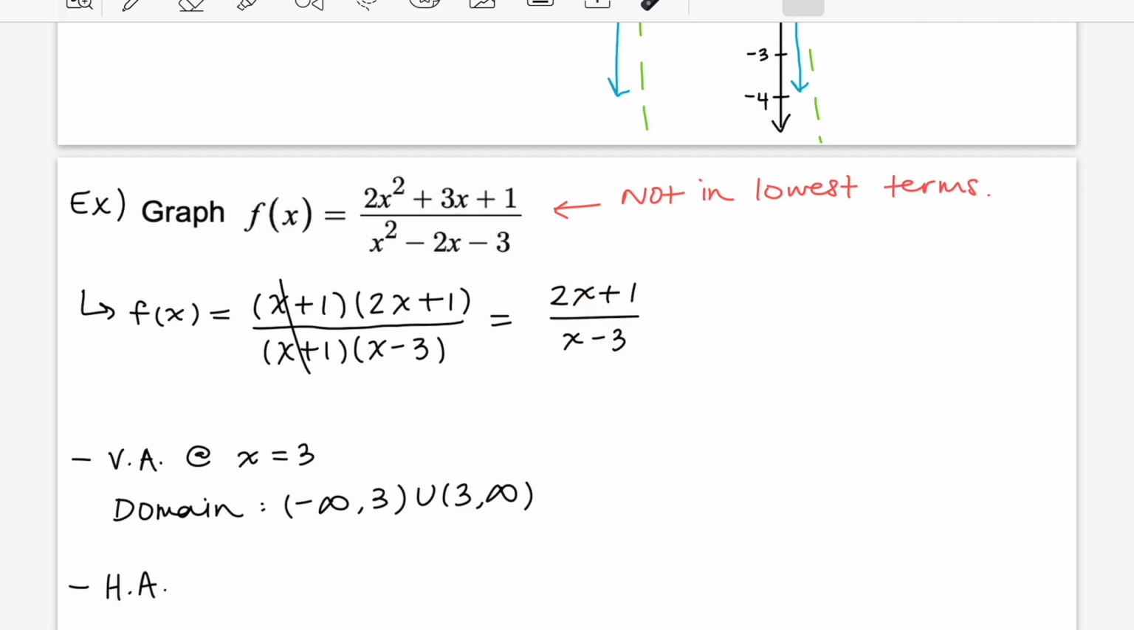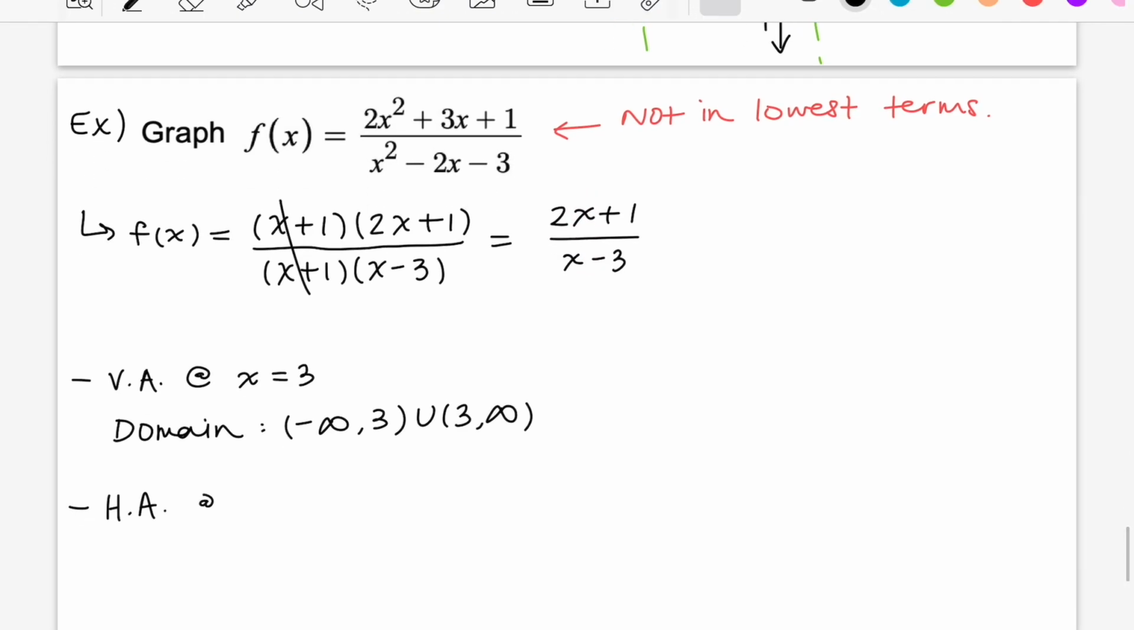And looking back at this, we do in fact have that the numerator and denominator have the same degree. So our horizontal asymptote is going to be the line y is equal to the coefficient of the leading term in our numerator, so that's 2, over the coefficient of the leading term in our denominator, so that's 1. So we're going to have a horizontal asymptote at y is equal to 2.